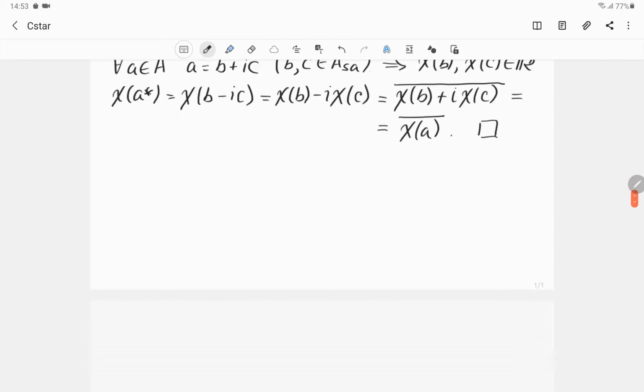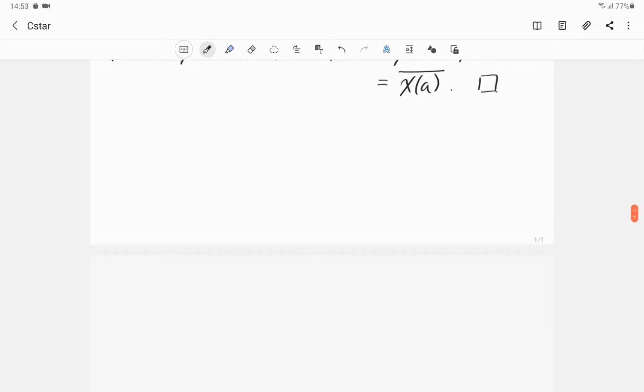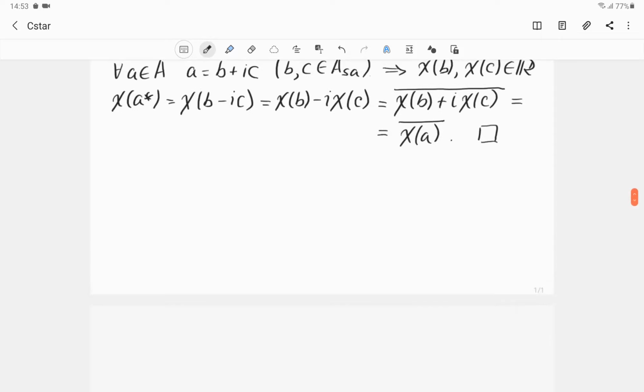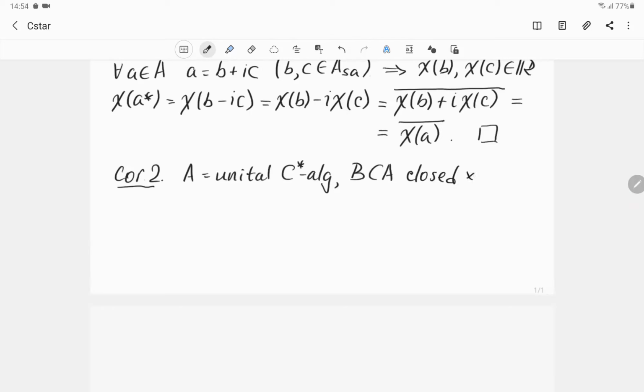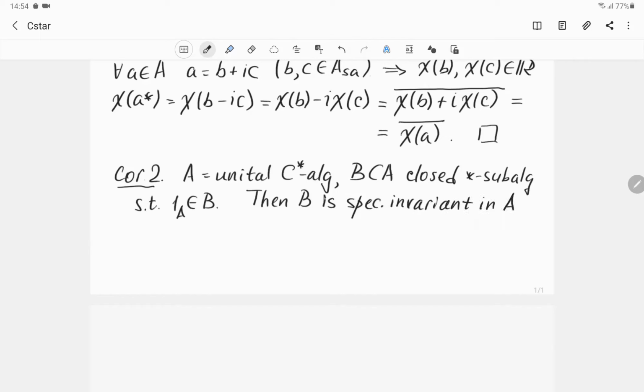Another useful corollary of the previous result, that is, of the fact that the spectrum of a self-adjoint element is real, is the following spectral invariance result, corollary 2. Suppose that A is a unital C-star algebra, and suppose that B is a closed star subalgebra of A, such that the identity of A belongs to B. So they have the same identity. I claim that B is spectrally invariant in A.